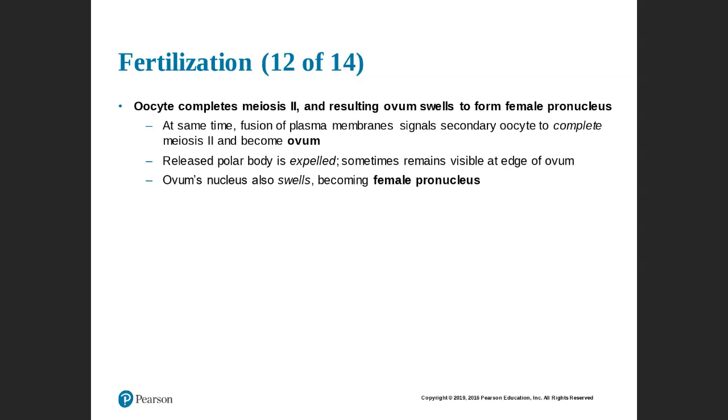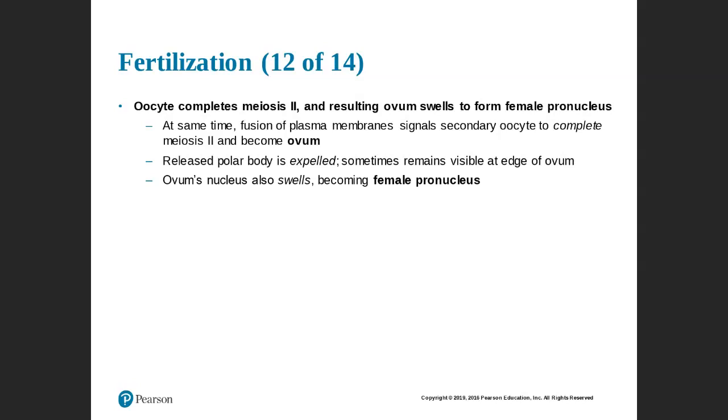Okay, so the oocyte will now be triggered to complete meiosis 2. Remember I said meiosis 2 is suspended in metaphase 2 unless fertilization occurs. Okay, and this is the fertilization event. And the resulting ovum also will swell to form a female pronucleus. Okay, so you get these female and male pronuclei that swell before they unite.